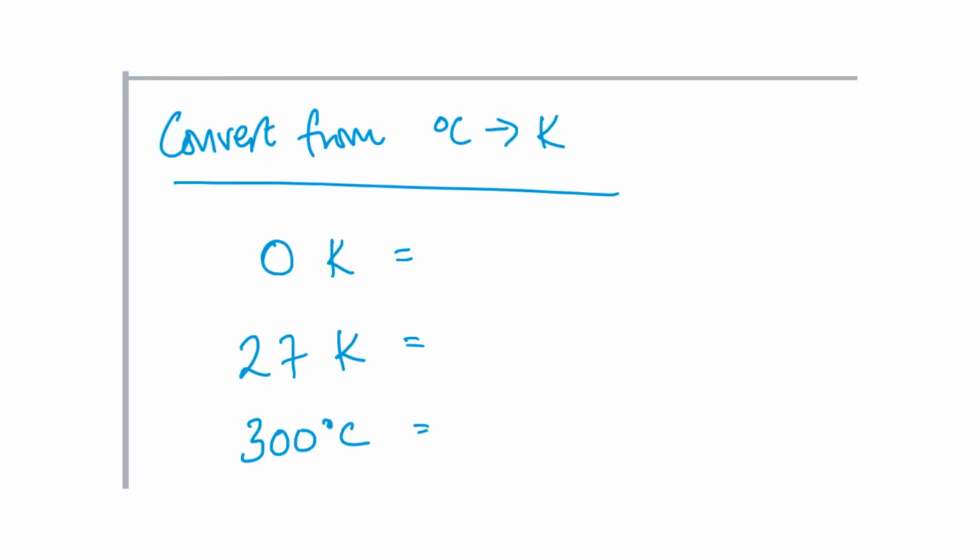So again, a quick check. What are 0 Kelvin, 27 Kelvin and 300 degrees C in their opposite value? So press pause, and when you're ready, press play, and we'll just double check the answers.